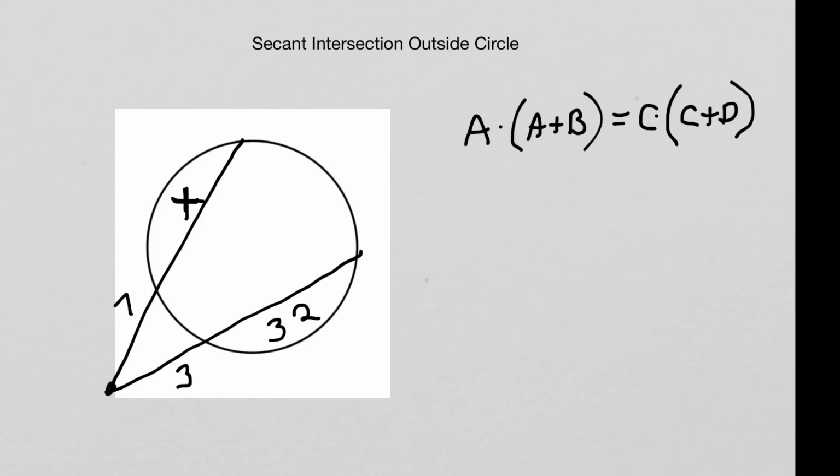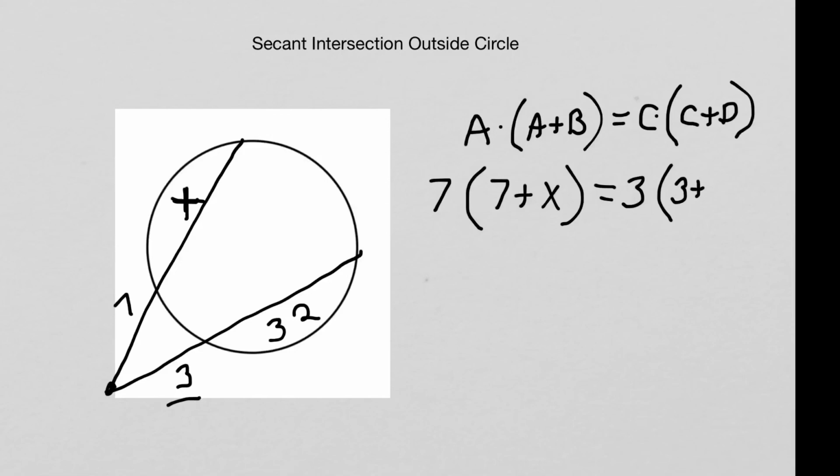On this one, I know that the number on the outside, the a, is going to be a 7. On the inside and outside, we've got 7 plus x. On the line down here at the bottom, c, which is on the outside, is 3, times c plus d, which is going to be 3 plus 32. Do the math on this. On the right, we have 3 times 35.